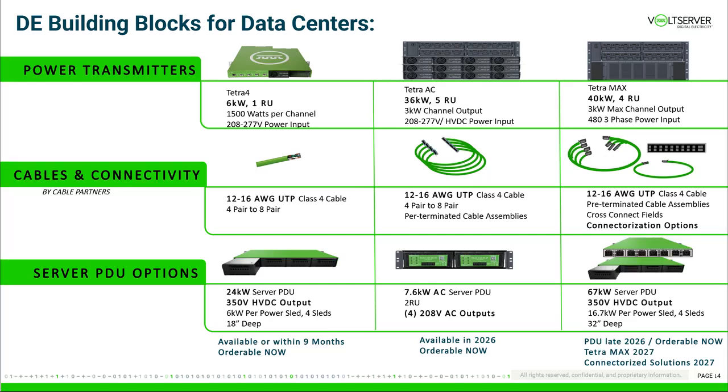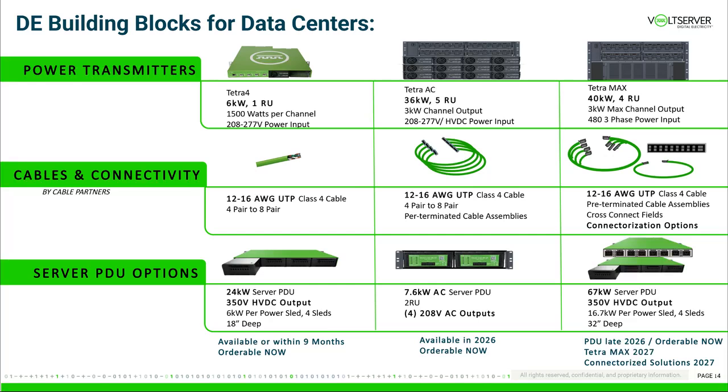Okay, so we've talked about the three components of the system. That's our building blocks: the power transmitters, your cables, and the receiver slash server PDU options. And we are advancing our roadmap at VoltServer at a breakneck pace and expect to be able to support data center demand beginning in 2026. And so I want to go through the three phases of product roadmap, because it does address density and additional applications as well. So when we look at what's available now or within the next 9 months, we have today our Tetra, our 6 kilowatt transmitter.